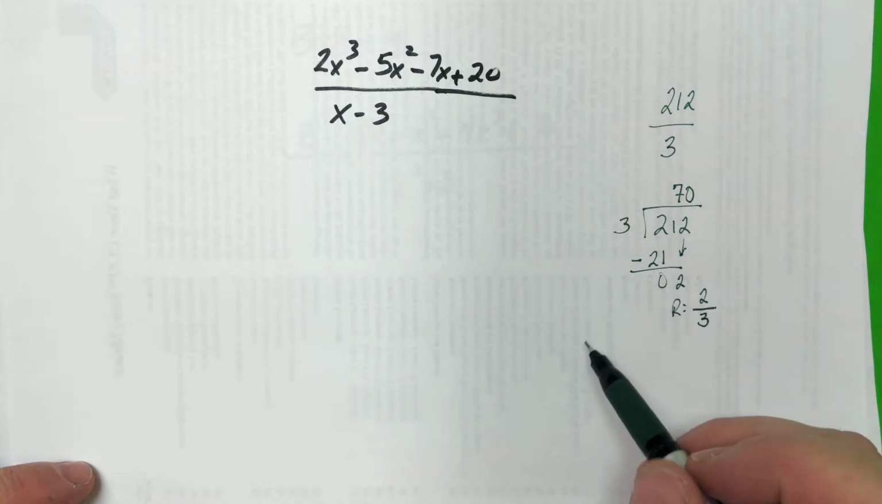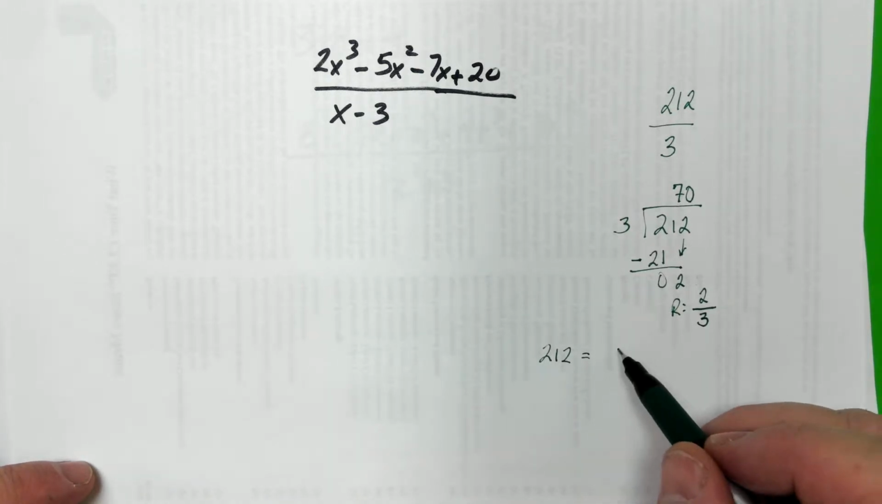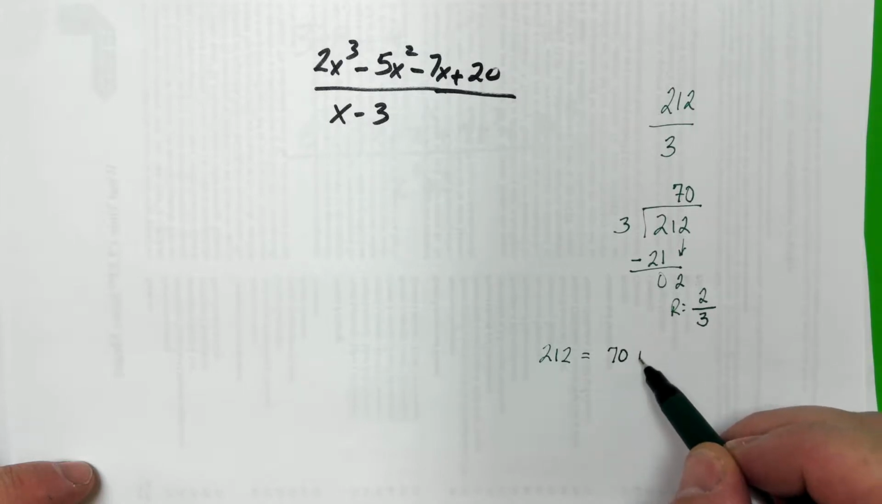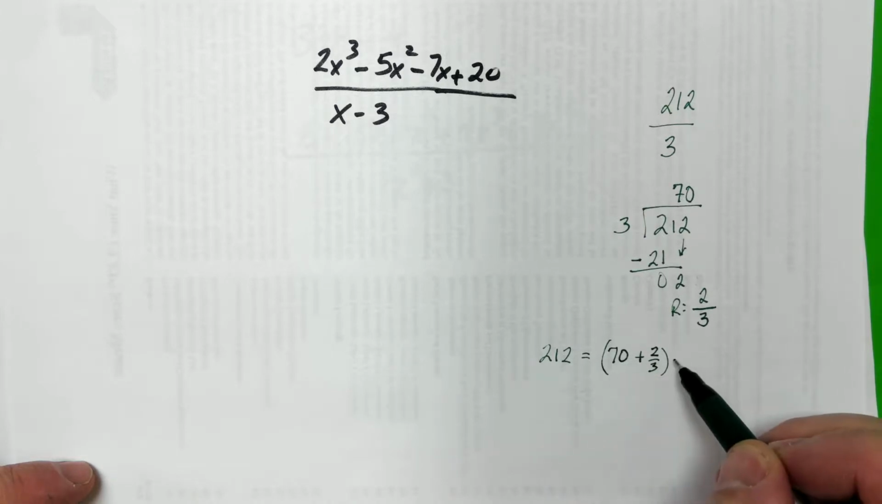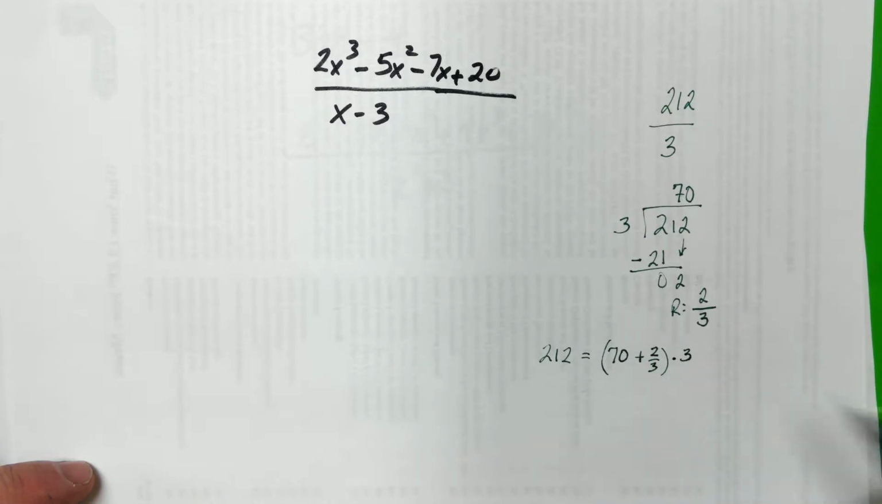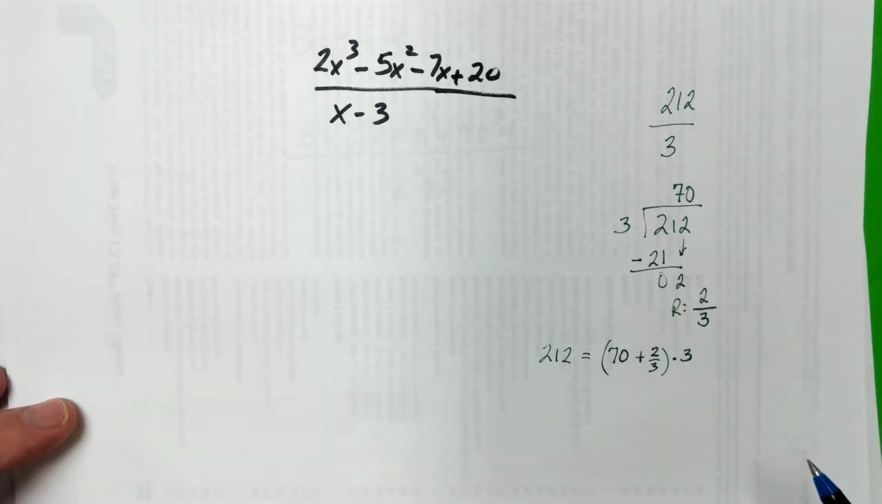Your answer, check this out, 212 equals 70 plus 2 over 3, times 3. That's the answer. And I could check that if I wanted. I think we should, just to make sure. So I'm going to check this. I'm going to multiply this together and see if it really equals 212.